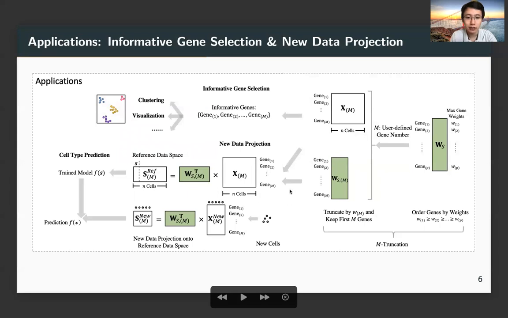And another usage is for the new data projection. So you imagine you have a new data set. It can only have M genes, as long as these M genes are in the selected weight matrix. And you can use the weight matrix to project your new data set onto the same low dimensional space as your original reference data set. And then you can use any machine learning algorithm to perform, for example, cell type prediction.